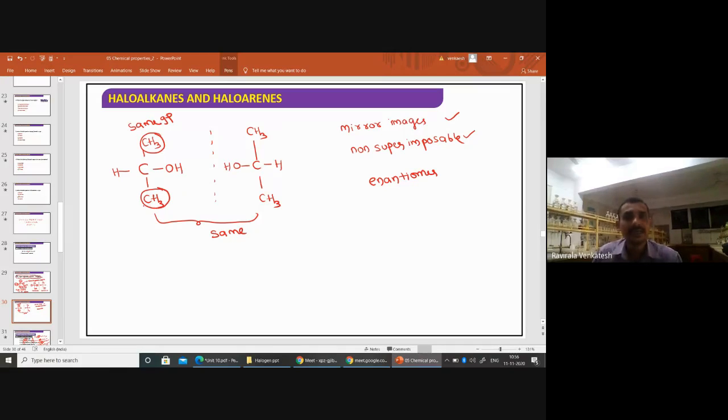Now, what is the condition for enantiomer? Generally, the carbon must be a chiral center. The condition is that in the total molecule, at least one carbon should be a chiral center. Then only they exhibit this type of optical activity. Now see optical activity. I will explain this.